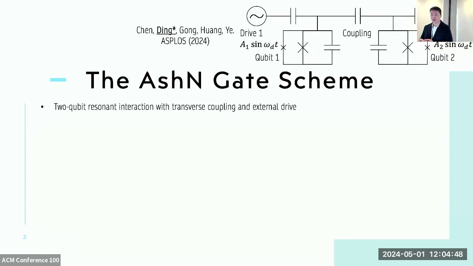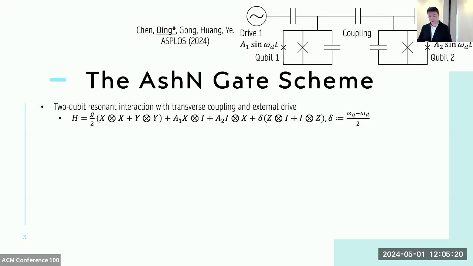And they each also have an external drive. There's a drive 1 that's driving the first qubit, and a drive 2 driving the second qubit. These drives are just going to be sinusoidal. These are very easy to implement with hardware electronics. So A1 is the amplitude of drive 1, and omega D is the frequency of drive 1. We happen to find that these two drives having the same frequency is sufficient for this. And one last thing, you also need to tune the qubits to have the same frequency. That's what we call a resonant interaction.